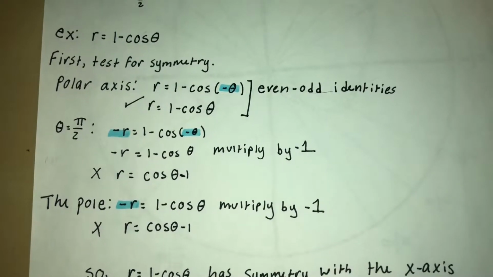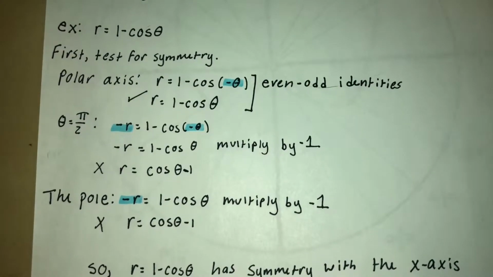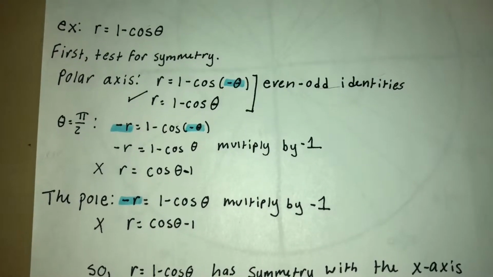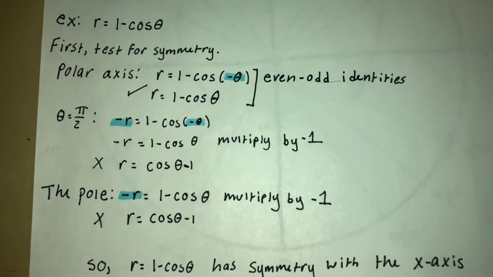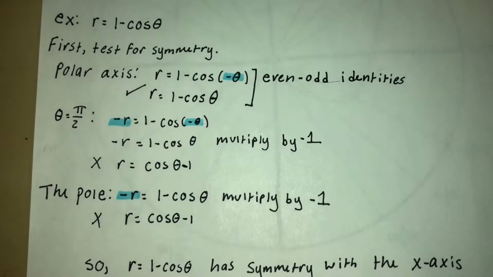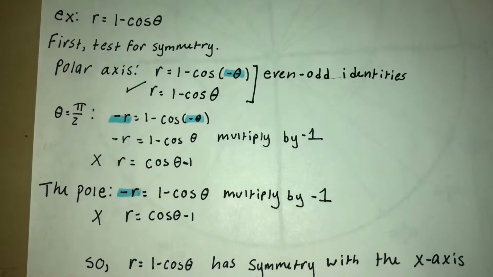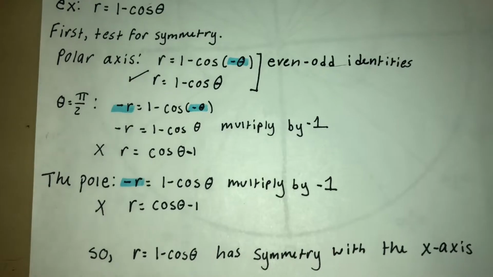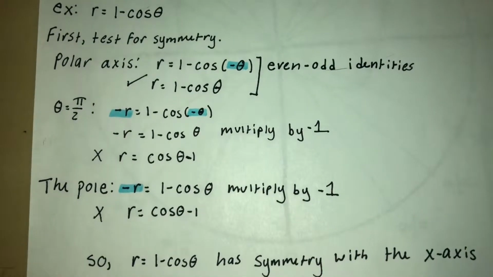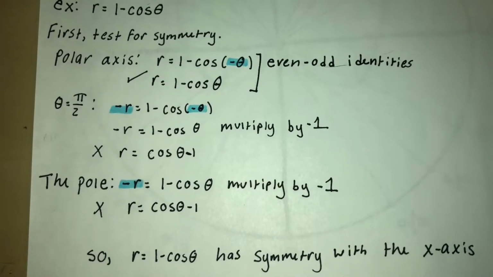Next you'll be checking for symmetry with the y-axis. So you plug in negative r equals 1 minus cosine theta, leaving you with negative r equals 1 minus cosine theta, and then you'll multiply by negative 1 to make the leading coefficient positive. So r equals cosine theta minus 1. That is not the same equation that you started with, therefore there is no symmetry with the y-axis.